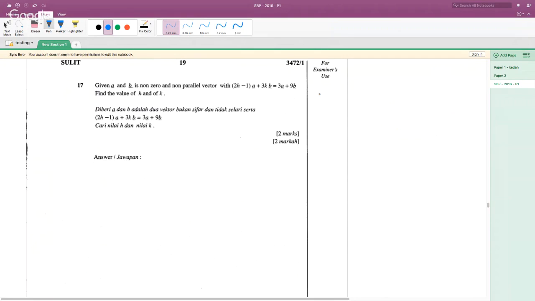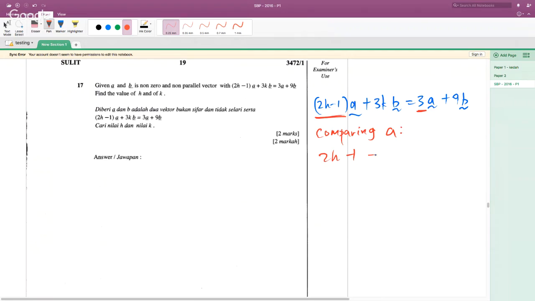So let me write out the equation first. A plus 3kB equals 3A plus 9B. What I will do here is compare A for both sides. So 2h minus 1 equals 3. So h equals 4 divided by 2. h equals 2. Then I will do the same thing, comparing B.